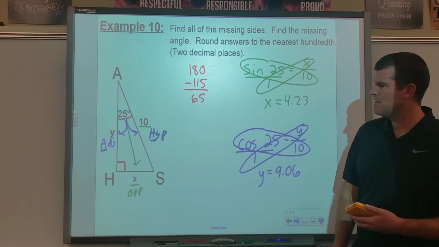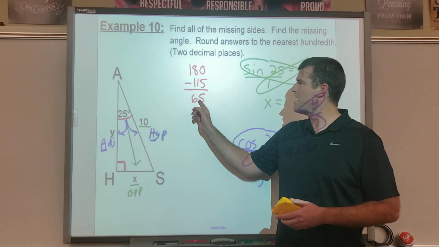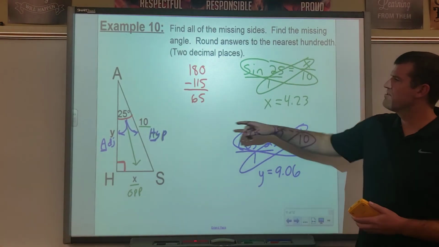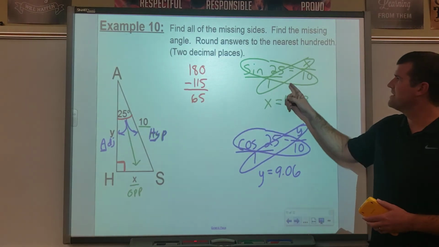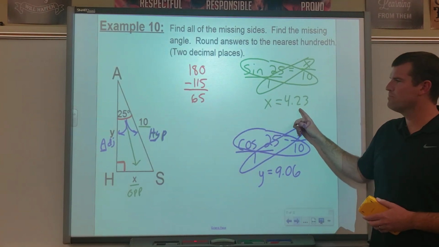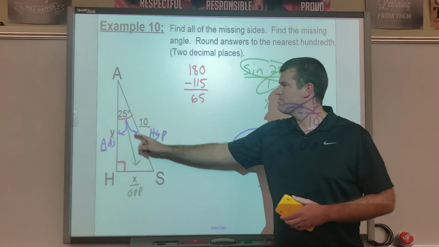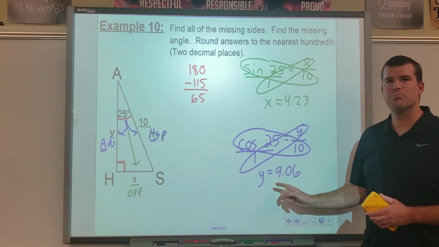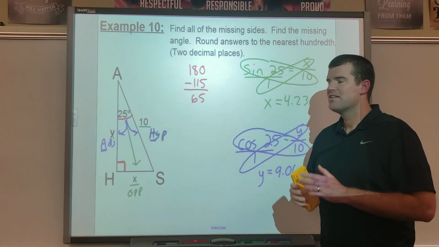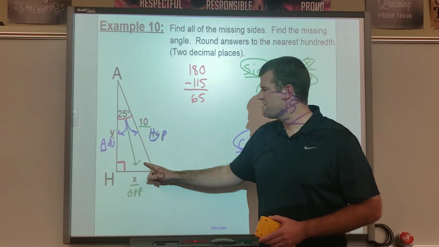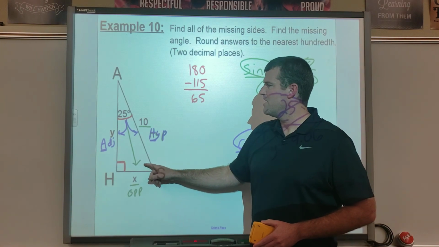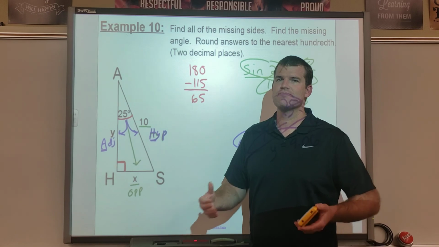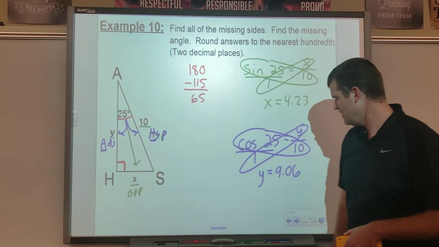approximately 9.06. So we use triangle sum to find that angle S was 65 degrees. I used the 25-degree angle and sine to find that x was 4.23. And then I used the 25-degree angle and cosine to find that y would equal 9.06. Side note, if you wanted to use the 65-degree angle and rename this the opposite and this one the adjacent, you're going to get the same answers. So it doesn't matter which one you do.